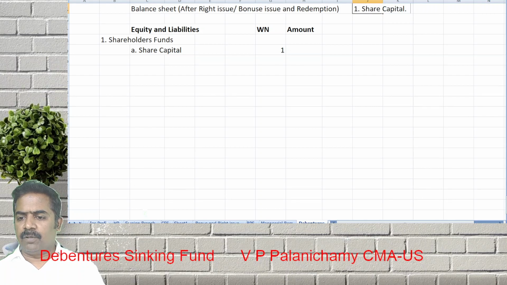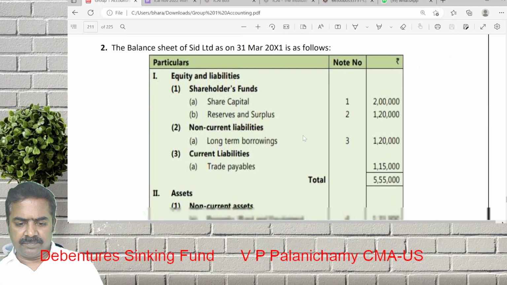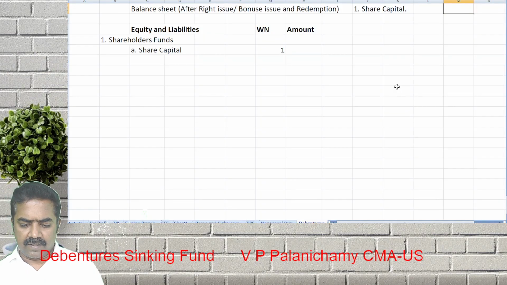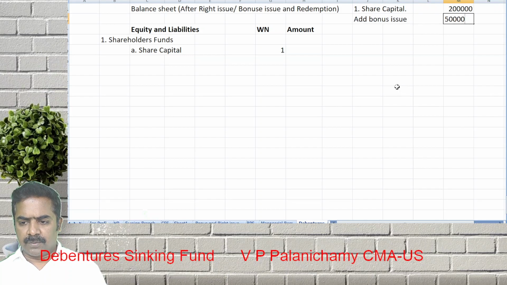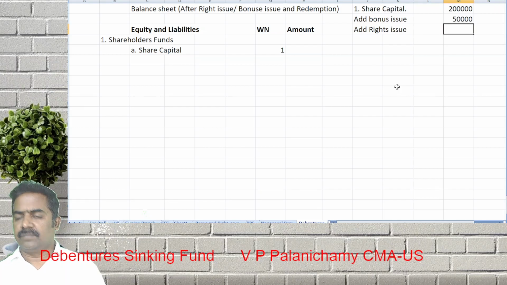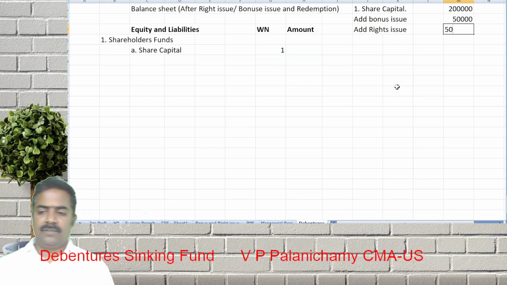Look at how much share capital we have already given: 1 lakh. What is the paid up share capital? 2 lakhs. Look at the schedule, it will be 2 lakhs. Add bonus issue. The face value of the bonus issue is 50,000. Add rights issue. What is the face value of the rights issue? Look at the journal entry. 75,000. Face value is 50,000.